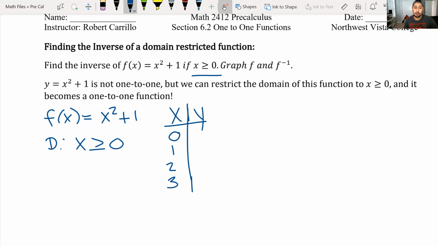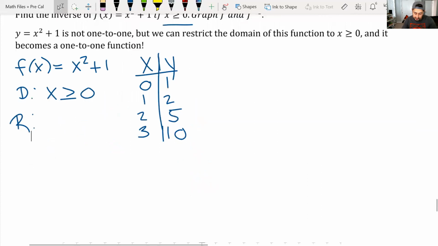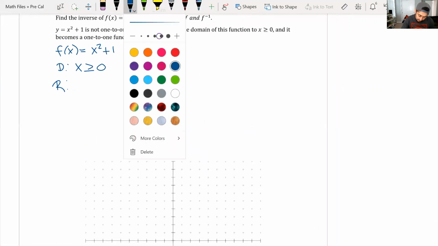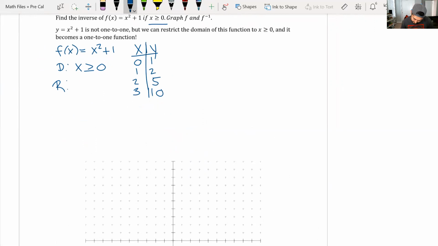Plug them into the function, x squared plus 1. This should give me 1. This should give me 2. This should give me 5. And this should give me 10. Okay, awesome. We don't know the range yet, okay? But let's say we were going to plot this already. So let's do that. So I'm at 0, 1, 1, 2, 2, 5, and then 3, 10.